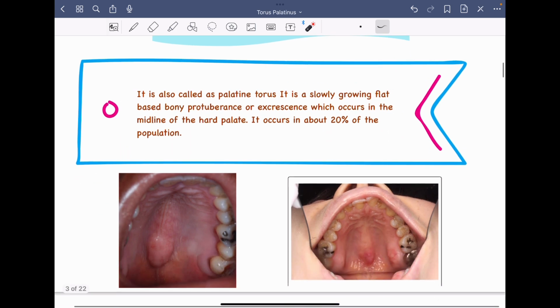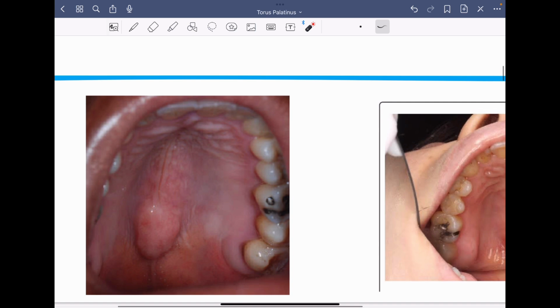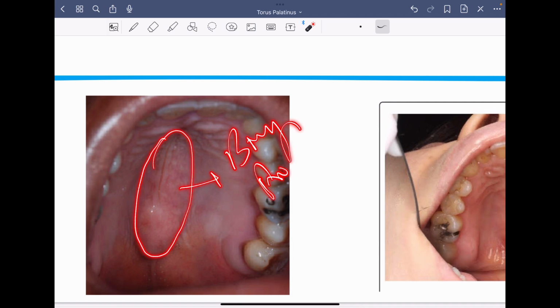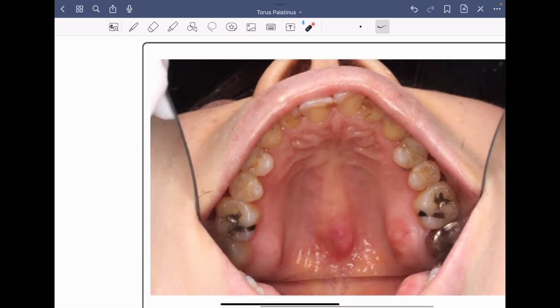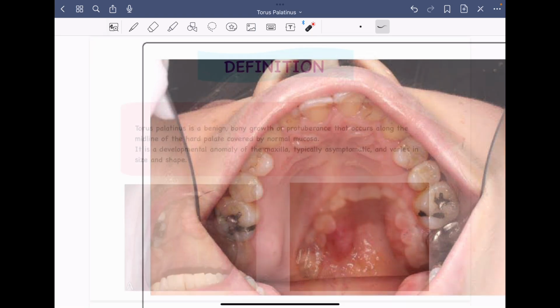So here are two pictures which are depicting Torus palatinus. Here you can see a bony projection. So this is nothing but your Torus palatinus. Here as well the same thing, bony projection typically in the midline of the palate. This is your Torus palatinus.